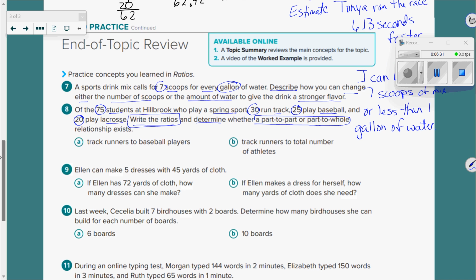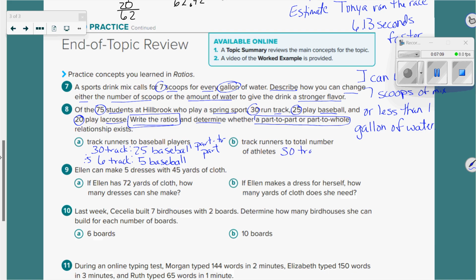For our track runners, we start with 30 track to 25 baseball. We should always simplify, yes. Both those numbers I can divide by 5. You get 6 track to 5 baseball. Always. Which type of ratio is this? Part to part. Always.